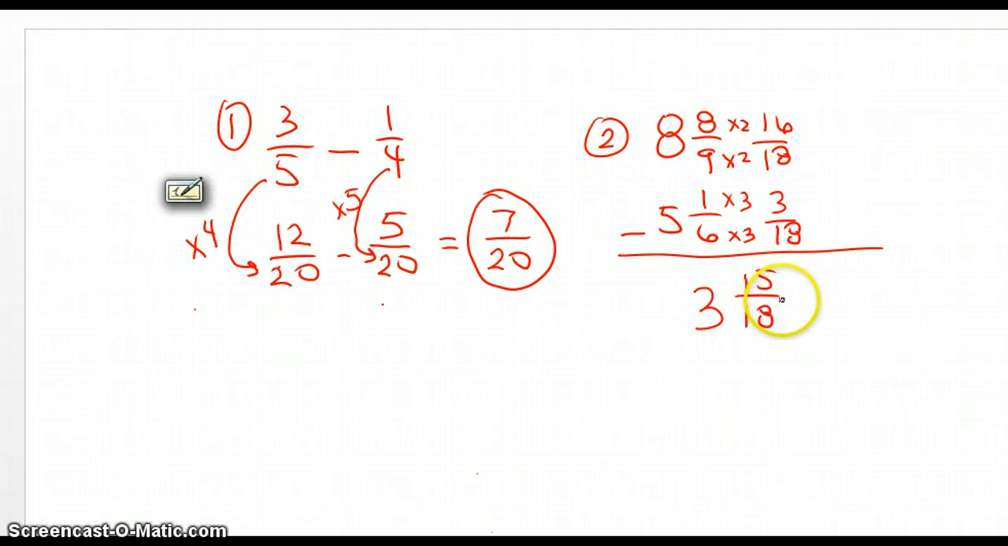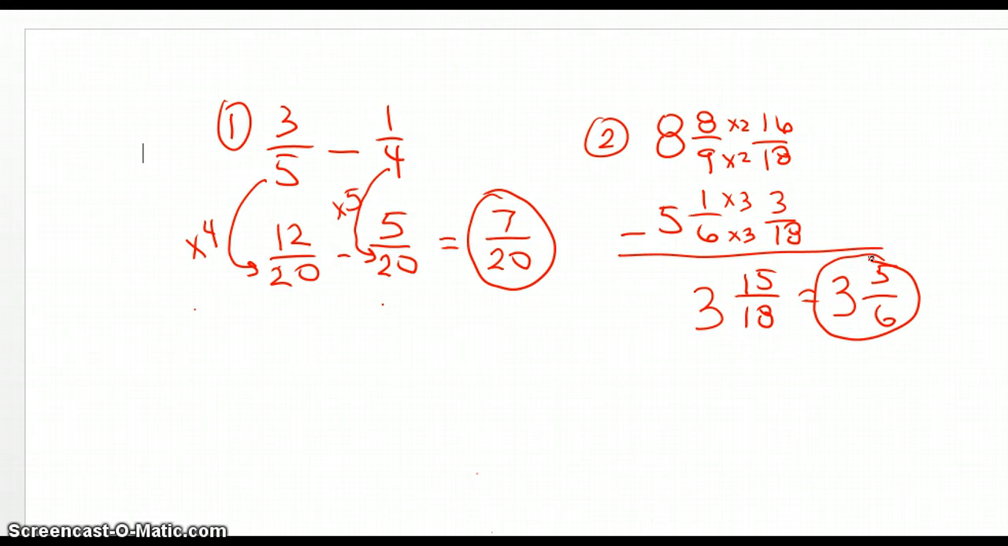And then again, you need to see if you can simplify this. There is a common factor. Actually, 3 goes into 15 and 3 goes into 18. We need to simplify that. Keep your 3. 15 divided by 3 would be 5. And 18 divided by 3 would be 6. And I don't think we can go any further than that. So there's your answer. Number 2, 3 and 5/6 is your answer.